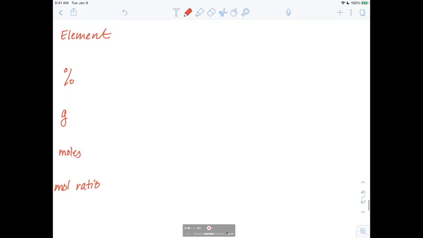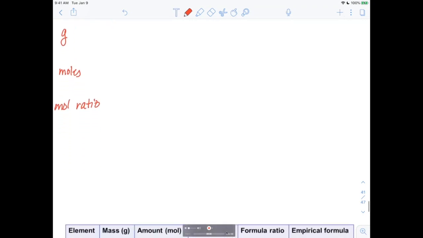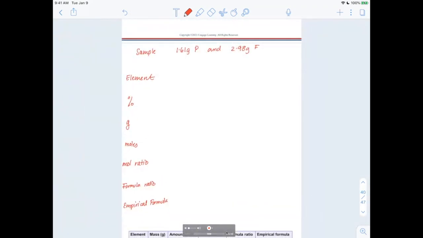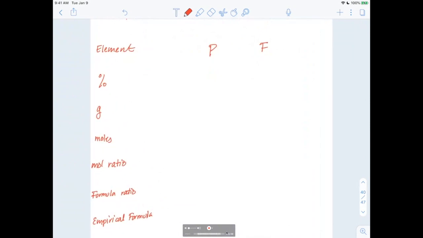But I got element, percent, grams, moles, mole ratio. Then we have the formula ratio, and then empirical formula. And when I'm done, I'm going to write this in the table. Okay, so let me see. I need to put my elements here to make sure everything fits. Phosphorus and fluorine.